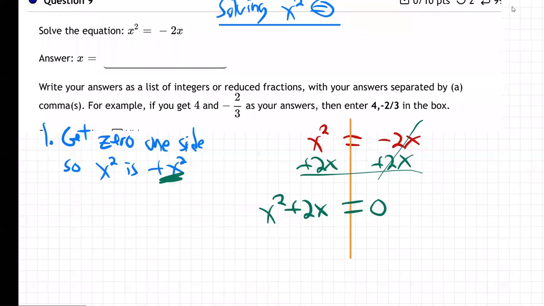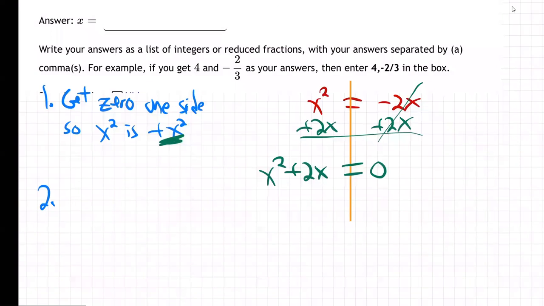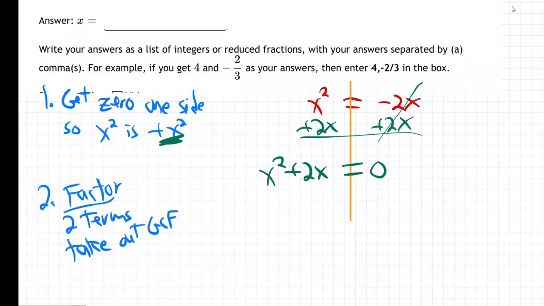So now what do we do next? Step number 2. Factor. Now in this case, notice we do not have 3 terms. For two terms factoring, take out the GCF, 1 parentheses. In other words, I look at these and go, oh, they have x in common, 1 parenthesis, not 2. We get so used to the 2 parentheses thing, but this is not that.